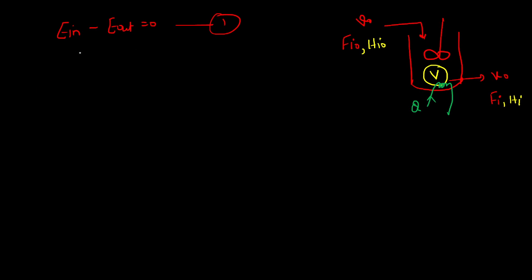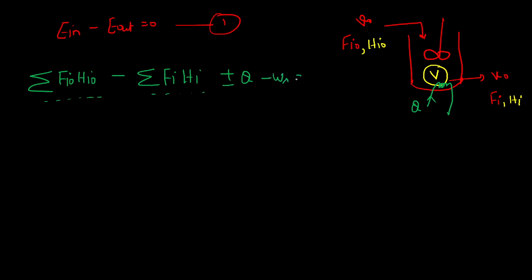So here, energy in will be sum of Fi naught Hi naught, and minus energy out by mass flow, that is equal to sum of Fi Hi. So energy in by mass flow in, energy out by mass flow out, plus, can I write plus or minus of Q? If heat is being added, that will be plus. If heat is being extracted from the system, minus Q, right? And minus W of shaft work, that is equals to 0. So that is shaft work, right?